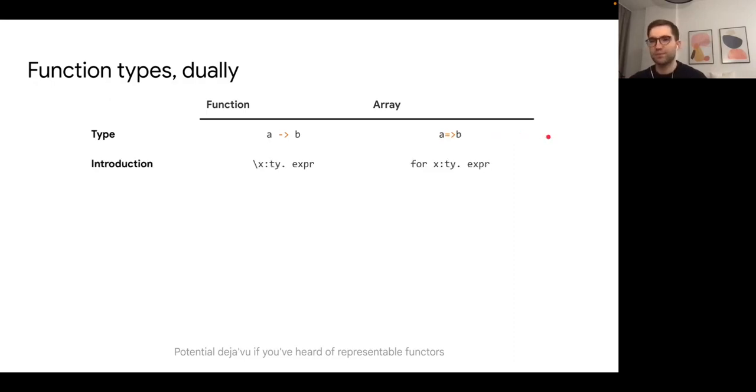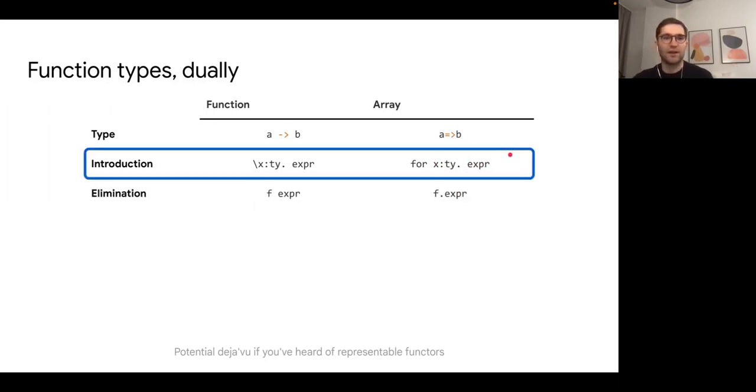Both the function type and the array type have an introduction rule. For the function type, it's a lambda expression, and for an array, we also have a generator expression, which looks almost exactly like a lambda, right? Instead of a lambda, you write for, then you have a binder of some type, and then you have an expression. And the idea is that the array is defined by evaluating this expression at all of the values for x, for all the inhabitants of this type, we will instantiate this expression and memoize the result in an array.